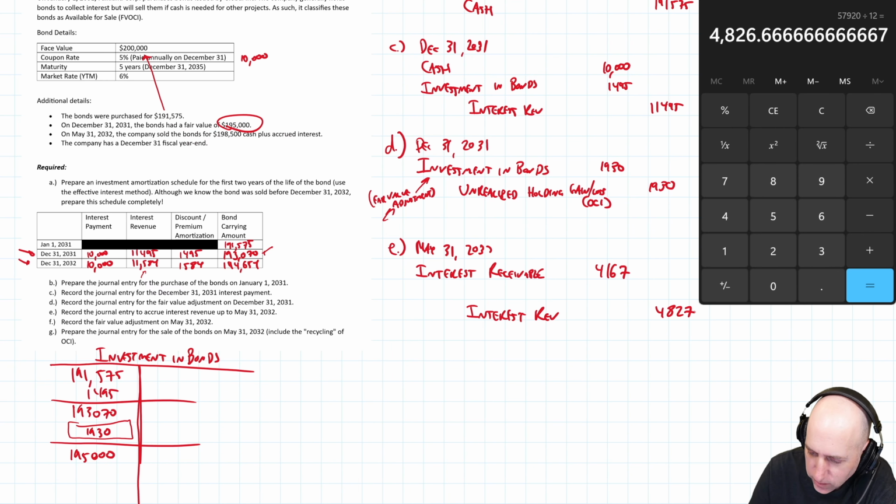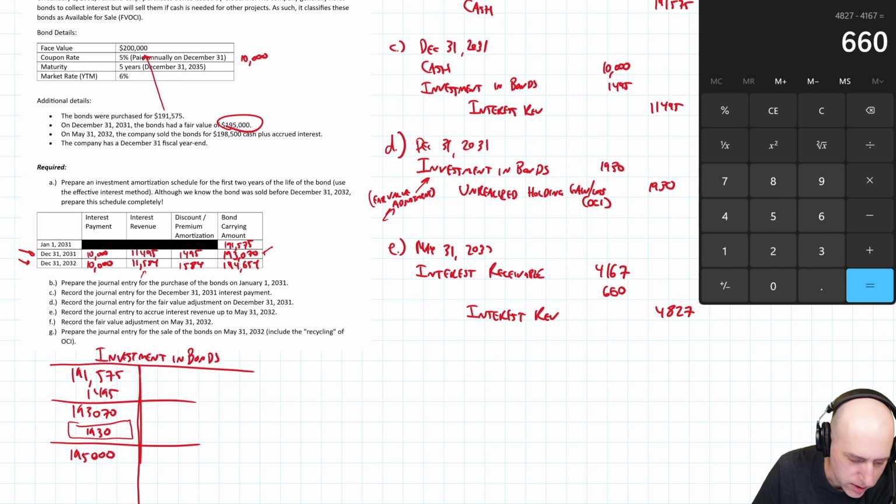Last but not least, 4827 minus 4167, 660. That's the amount that our investment increases as a result of this discount amortization, right? The discount being reduced means our investment value is going up. And we could do this 1584 times 5/12ths, and we get 660. So just that number times 5/12ths.